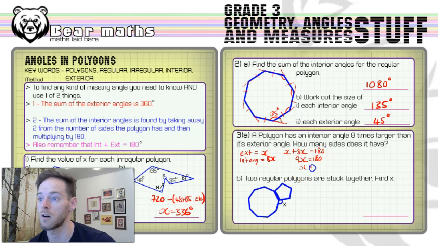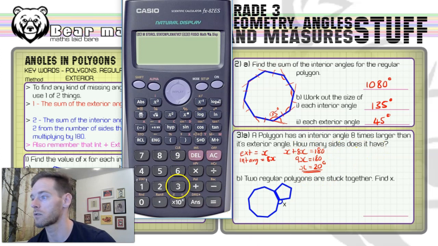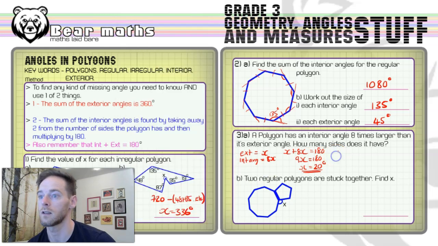So 18 divided by 9 is 2. So 180 divided by 9 is 20. So x is equal to 20 degrees. Now, that's the exterior angle, okay? So how many sides it has is 360 divided by one exterior angle. So that would be 360 divided by your answer of 20 equals 18 sides.